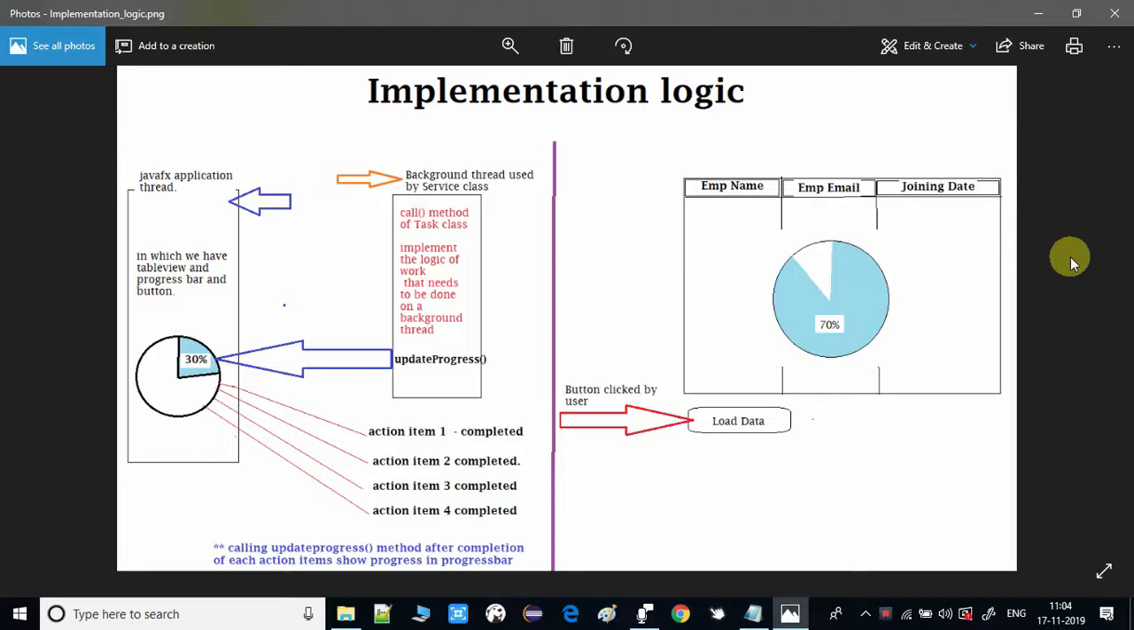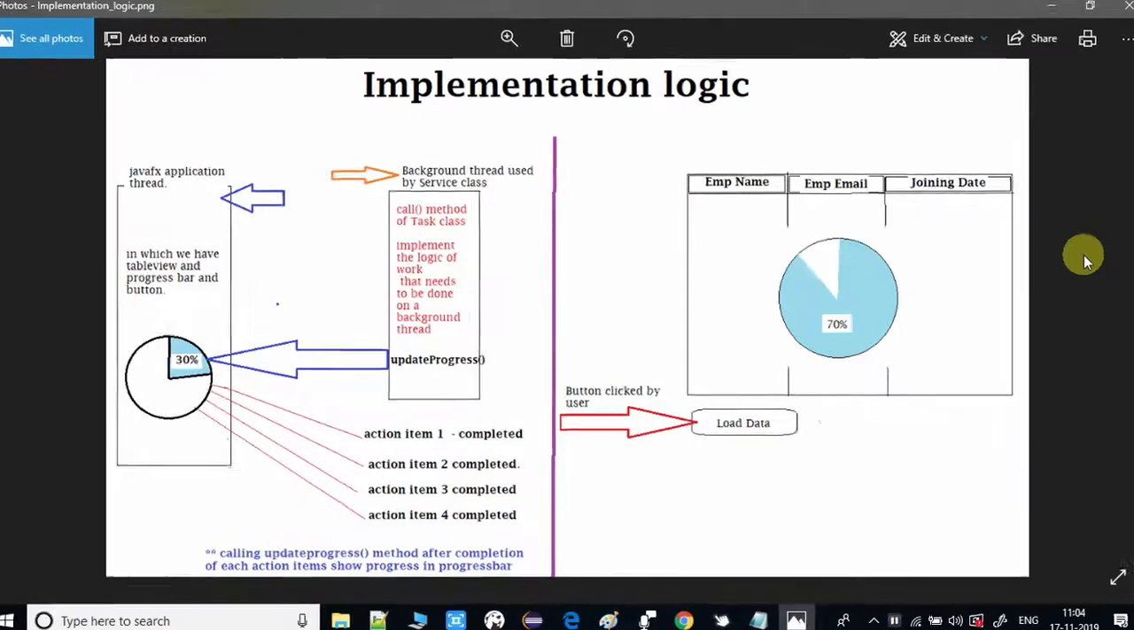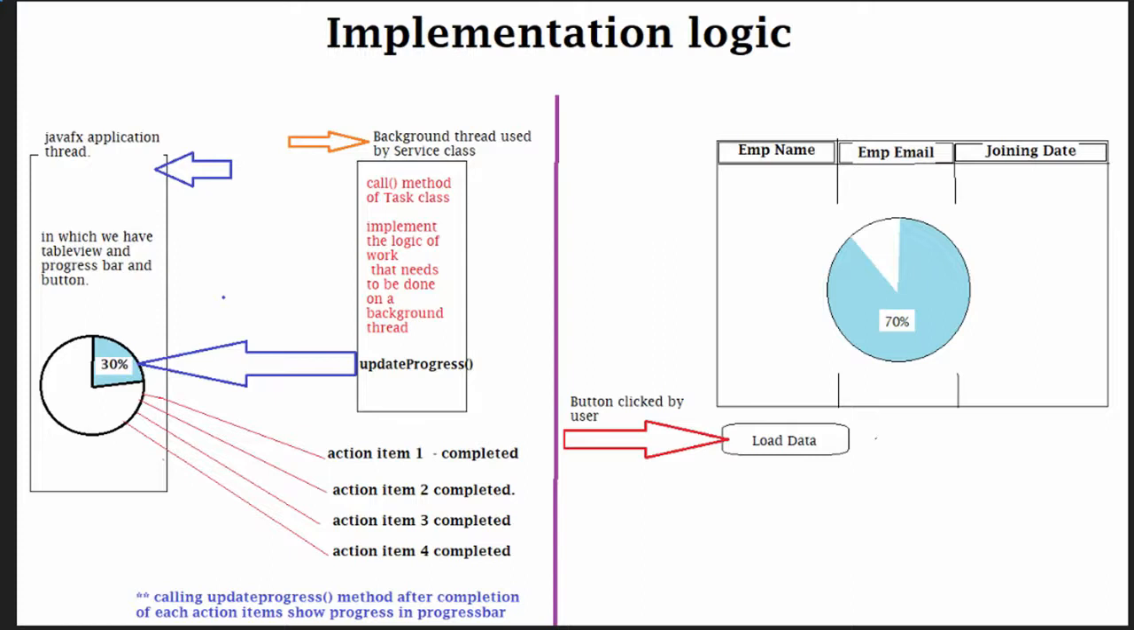You can see on the right hand side we have one table view with 3 columns, and one progress bar on it to update the progress of the background task, and we have one button and I named it Load Data. Once you press this button, a background thread will be initiated, and whatever activity you want to perform with the background thread will be executed, and the background thread will send back the progress on this progress bar. Okay, so we have to do this.